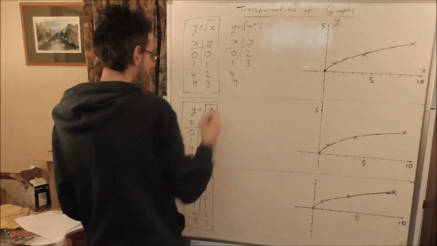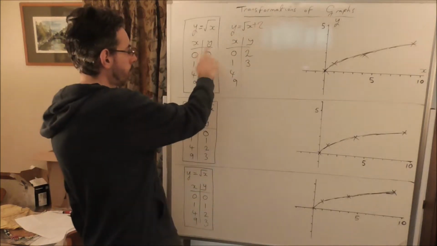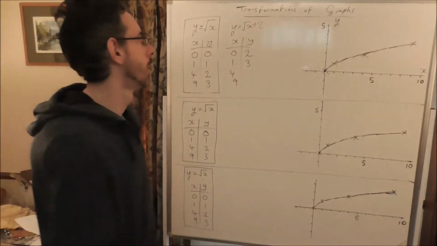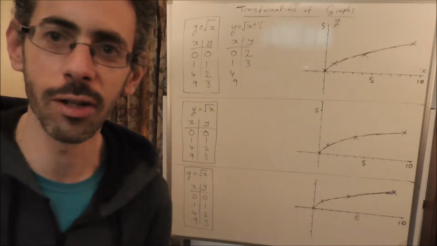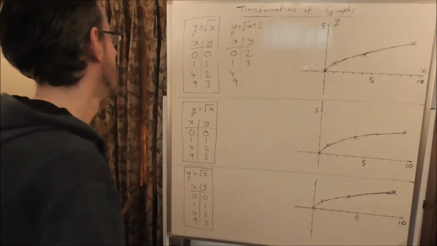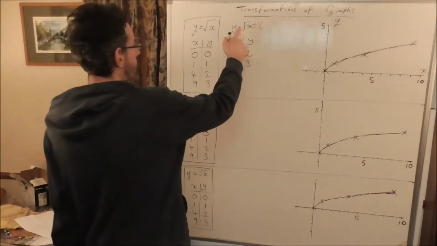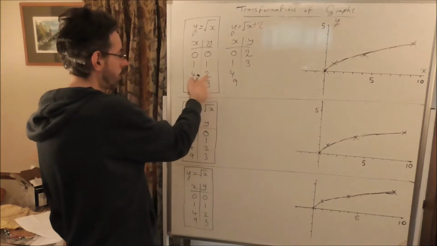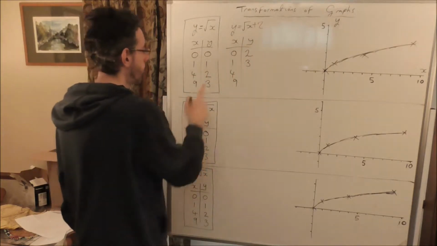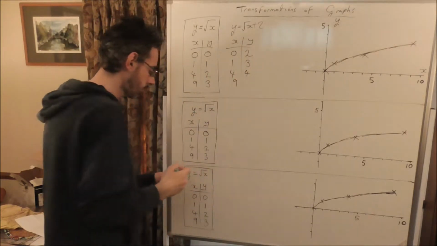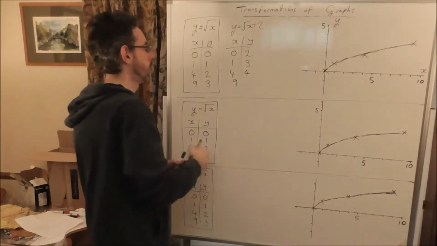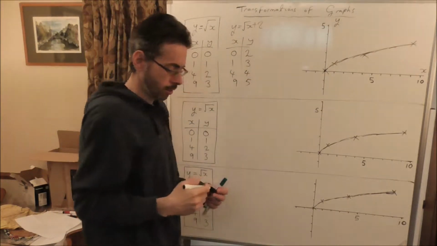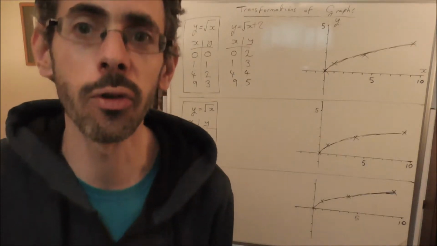So notice the y values are basically 2 bigger than before, because you're adding 2 at the end, aren't you? So you're still square rooting the x values, but you're just adding 2 after that. So when you put 4 in, the square root of 4 is 2, just like it was before. Then you're adding 2, 2 plus 2 is 4. When you put 9 in, the square root of 9 is 3, and then you're adding 2, so you get 5. So all the y values are 2 bigger than they were before.